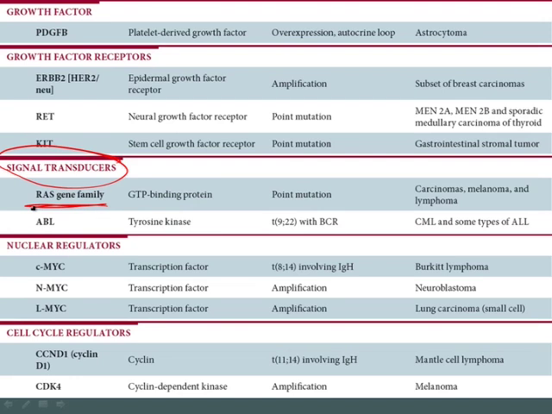Because it is commonly mutated in a large number of cancers. In fact, I think up to 70 to 80% of human tumors actually have a RAS mutation associated with that tumor. So it's seen in multiple carcinomas, it's seen in melanoma and in lymphoma. So a broad range of human cancers actually have a mutation within the RAS signal transducer.